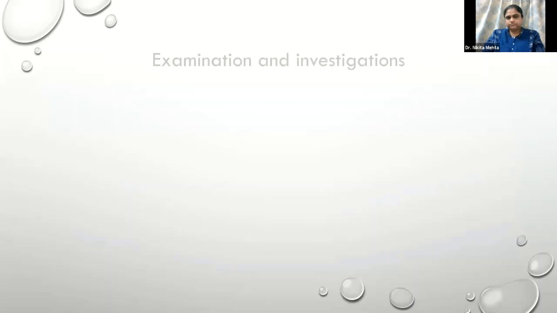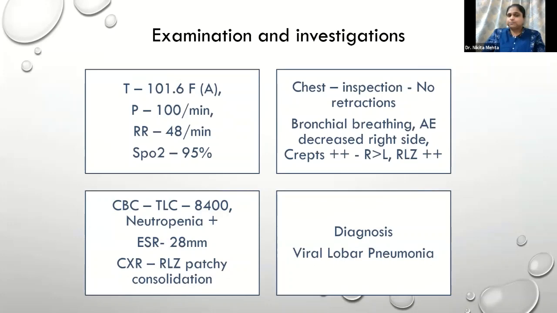Examination was done. He had fever. He was tachypneic. SpO2 was normal. On examination, there were chest restrictions and right-sided crepitations. Investigations were done. There was neutropenia, ESR was increased, and there was patchy consolidation in the right lower zone on chest X-ray. So a diagnosis of viral lobar pneumonia was made.